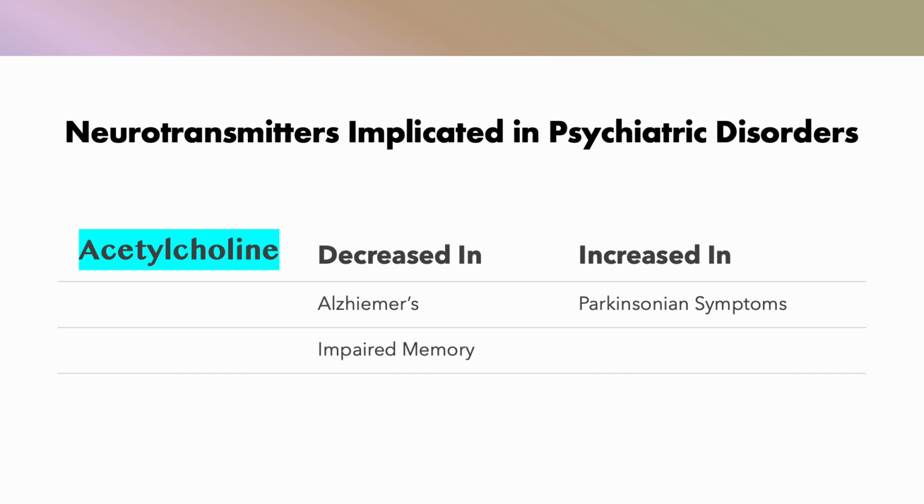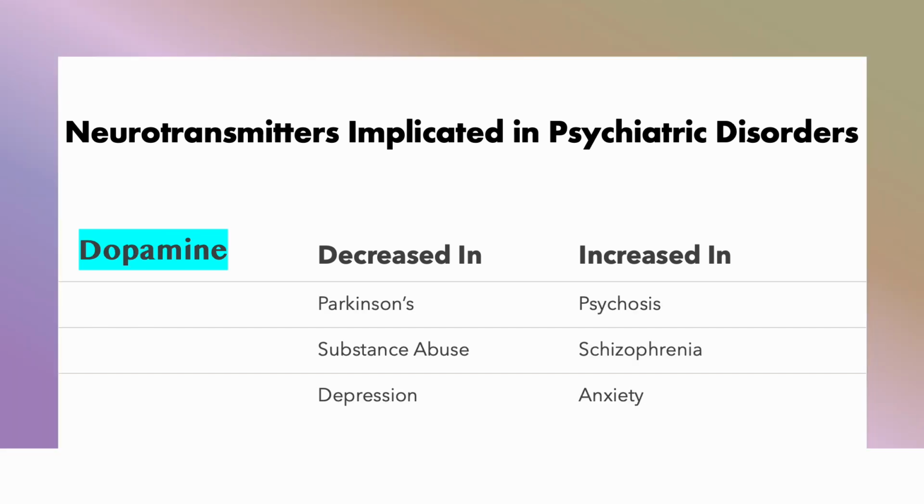Neurotransmitters implicated in psychiatric disorders. Acetylcholine is decreased in Alzheimer's disease and impaired memory, and it is increased in Parkinsonian symptoms. Dopamine is decreased in Parkinson's, substance abuse, and depression.